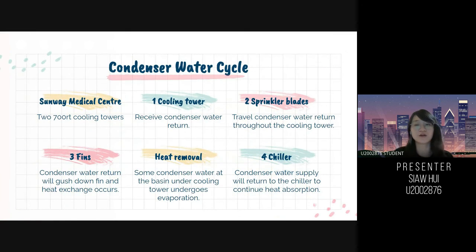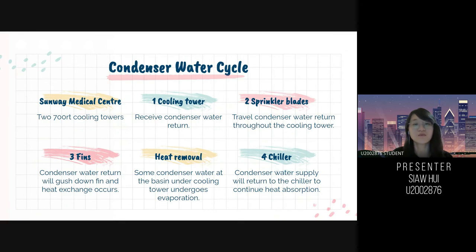The system will then continue with the condenser water cycle. There are two 700 refrigerant tonnages of cooling towers at Sunway Medical Center. Condenser water passes through the chiller and absorbs heat from the chill water return, and is thus known as condenser water return. Next, with the aid of a centrifugal pump, the condenser water return will gush to the next heat exchanger, which is the cooling tower. Initially, this condenser water return will travel via the cooling tower's rotating sprinkler blade.